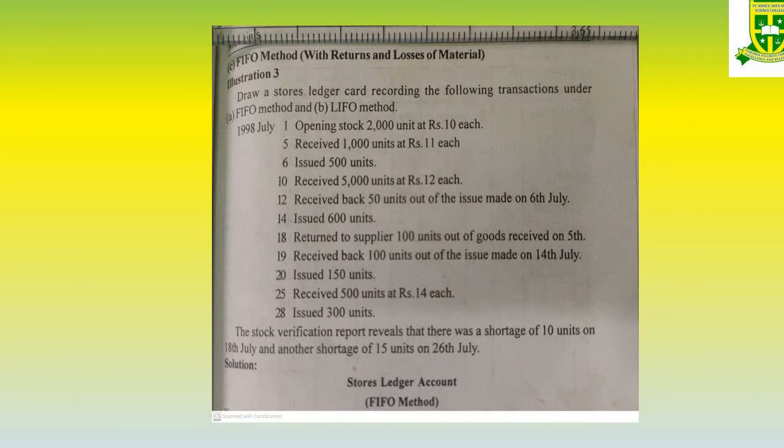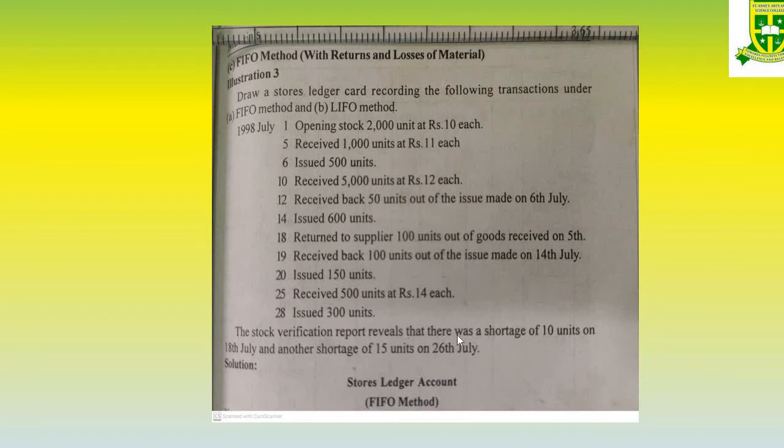There are two things. One is material acquisition inside the company itself, where they are returning back. The other one is outside the company, with the supplier or dealer, where we are returning back. So out of issue means within the company. Return to supplier means outside the company, dealing with the supplier. Then issued, received, issued.